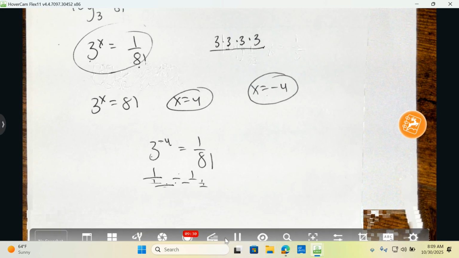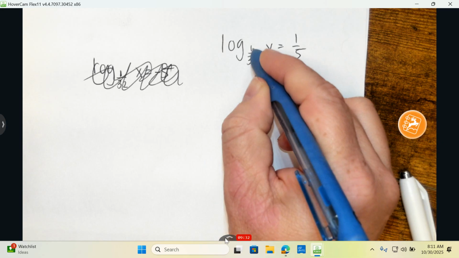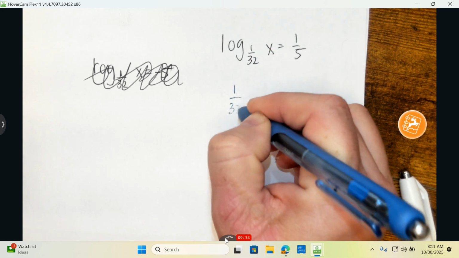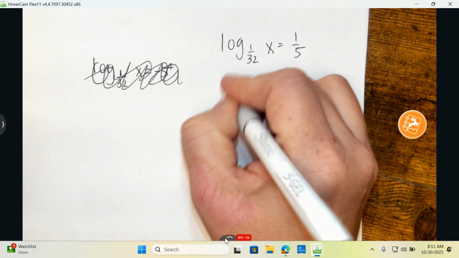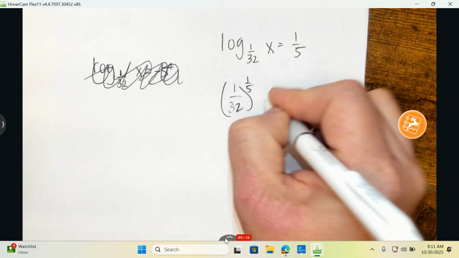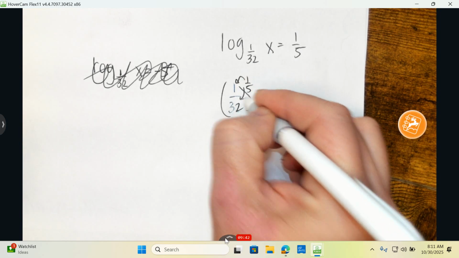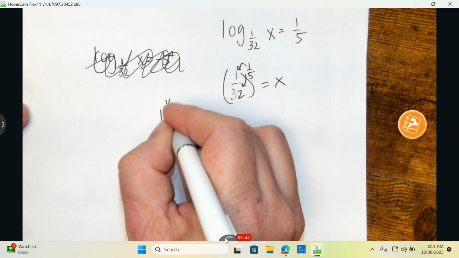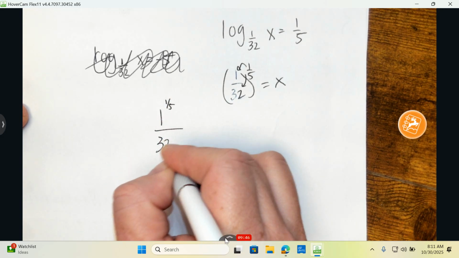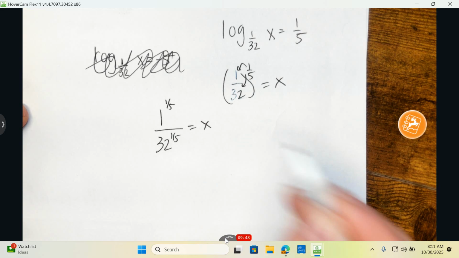A complex problem. Let's see if I set this up right. We have a base of 1 over 32, and we're going to raise it to the 1/5 power, and it equals x. So we need to apply that 1/5 to both the top and the bottom. So we're going to apply it to the 1, and I'm going to apply it to the 32 on the bottom. What does this mean?